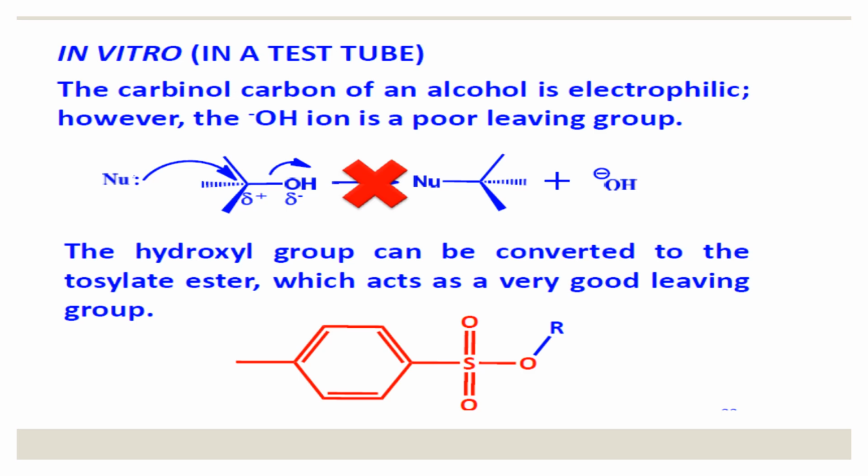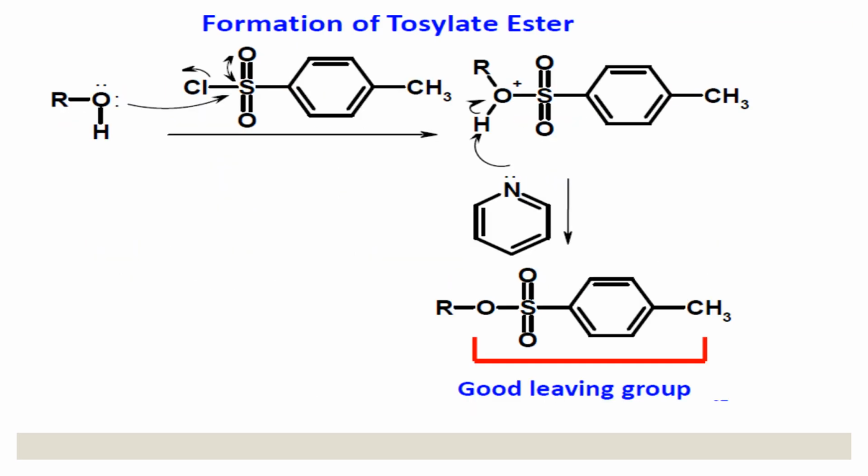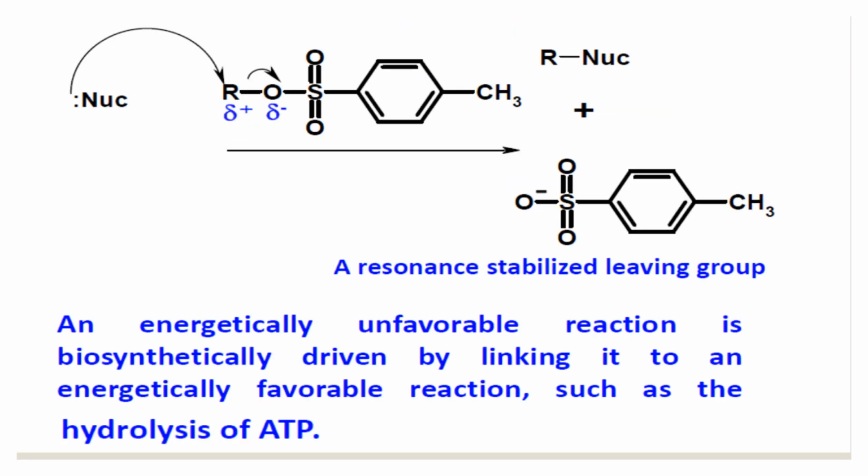So the carbon of an alcohol that you look at is an electrophile because of the OH. However, the OH ion is a poor leaving group, so we have to add one hydrogen to make it water, which is a good leaving group. So the hydroxyl group can be converted to the tosylate, which acts as a very good leaving group. Tosylate is a good leaving group. So an energetically unfavorable reaction is biosynthetically driven by linking it to an energetically favorable reaction such as hydrolysis of what?